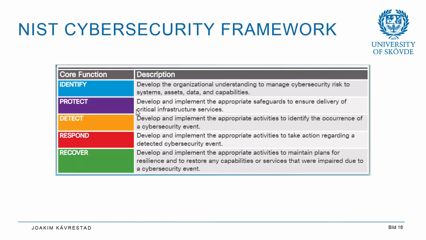And then we have the NIST Cybersecurity Framework. This is basically a framework of a set of activities suggested to achieve specific cybersecurity outcomes. It has some core functions, written up in the figure here. First we have identify, which is the function of developing the organizational understanding to manage cybersecurity risks to systems, assets, data, and capabilities. Then we have the protect function, where we develop and implement the appropriate safeguards. Then we have the detect function, where we develop and implement the appropriate activities to identify the occurrence of a cybersecurity event.